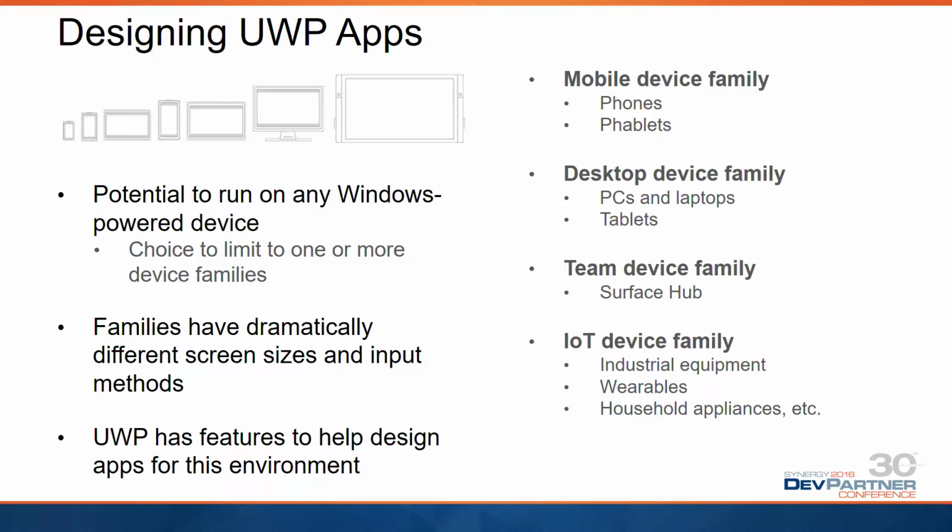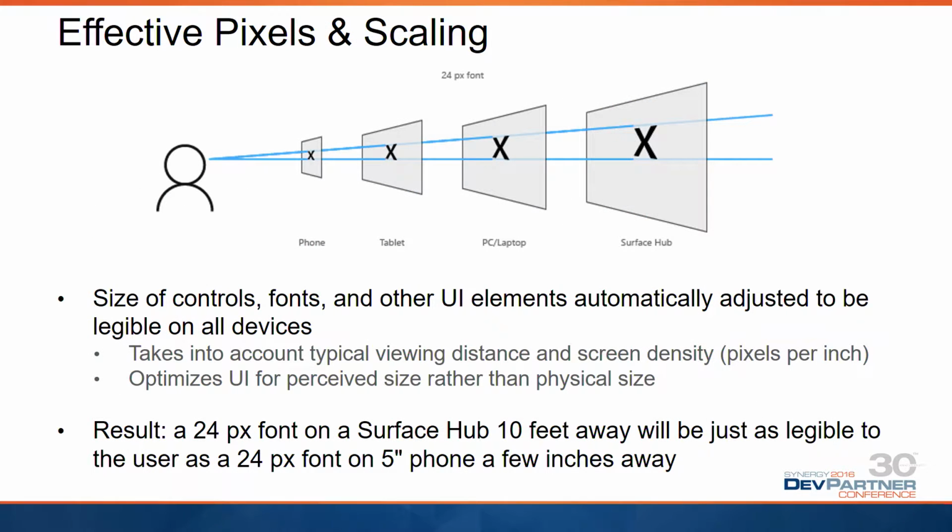And how do you go about doing that? Well, one of the biggest things is this thing that it has called effective pixels and scaling. Basically, the platform itself takes care of scaling and sizing controls and fonts and grids and images, anything that's part of the UI, and automatically adjusts them based on the characteristics of the particular device it's running on at that point in time. That whole system is called effective pixels.